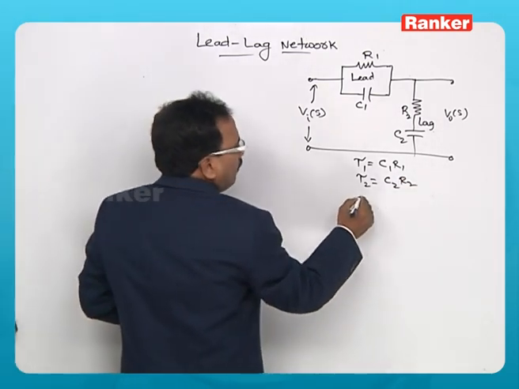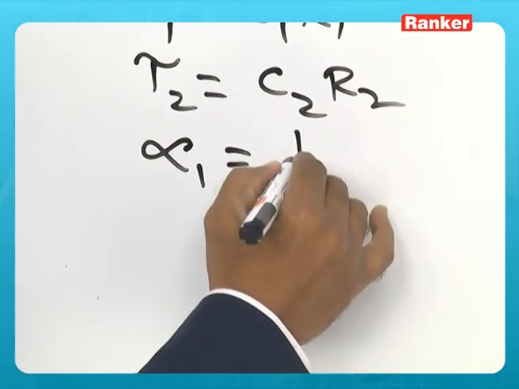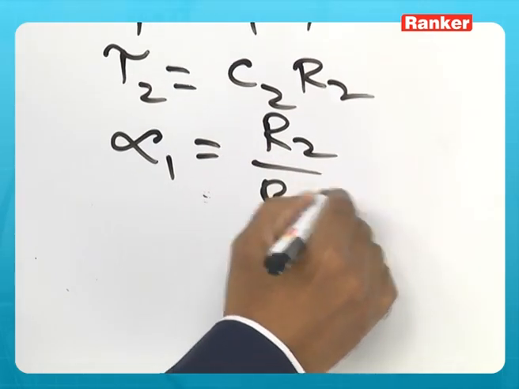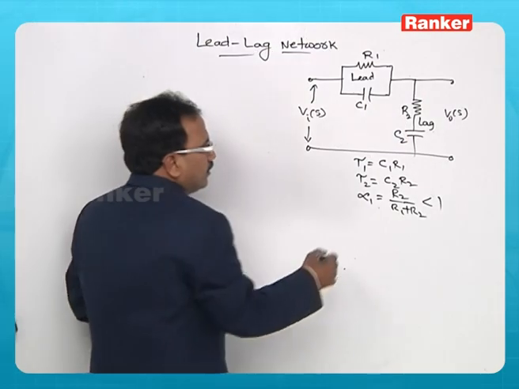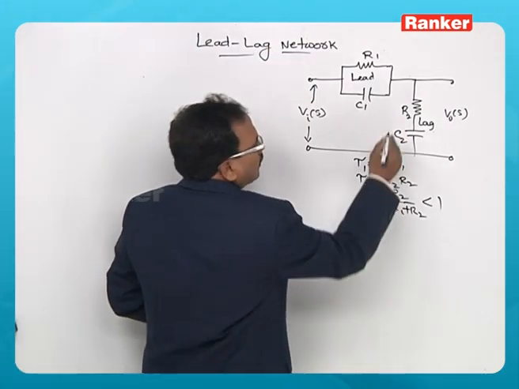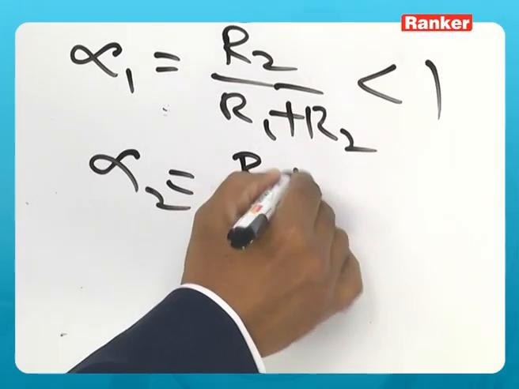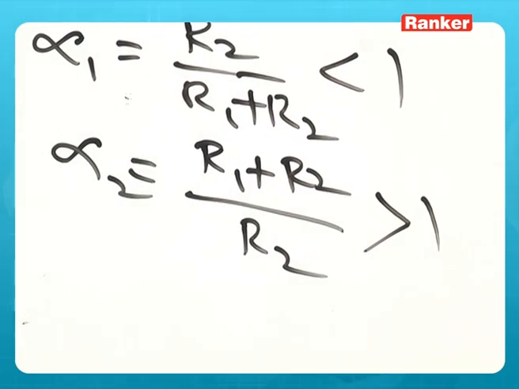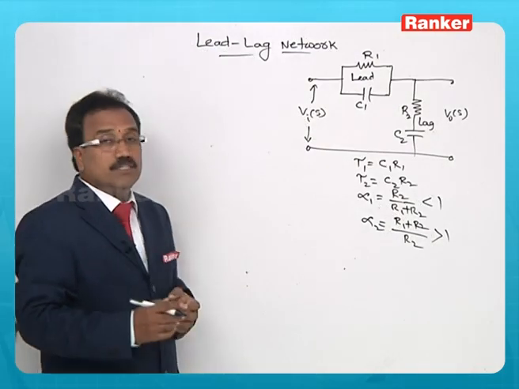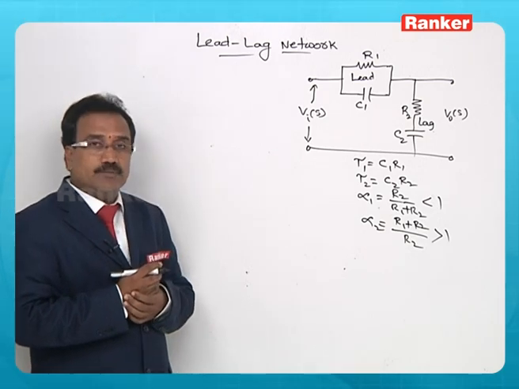And alpha 1 is the constant for the lead network, given by R2 by R1 plus R2, which is less than 1, whereas alpha 2 is the constant involved in the lag network, it is R1 plus R2 by R2, which is greater than 1. So these 4 parameters will decide what exactly the lead lag network is.